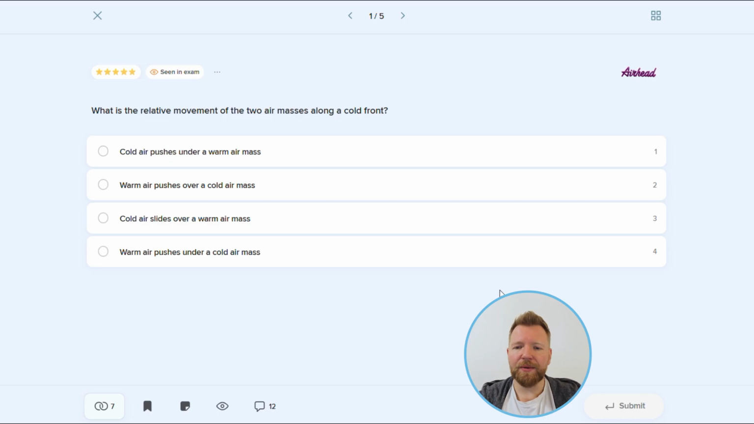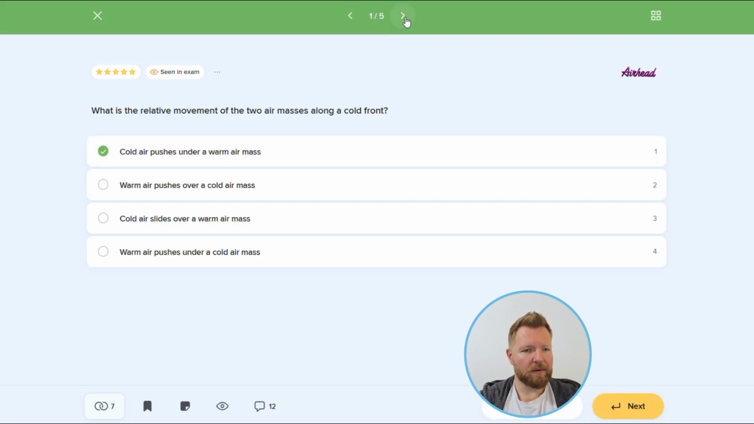The rising air cools down and causes cloud formation along the front. In other words, this instability creates a line of cumulonimbus clouds along the cold front, with all the significant weather associated with them, namely thunderstorms, showers, turbulence, intense gusts, or low wind shear and microbursts. So, the correct answer is answer number 1. Along a cold front, cold air pushes under a warm air mass. And this answer is correct.